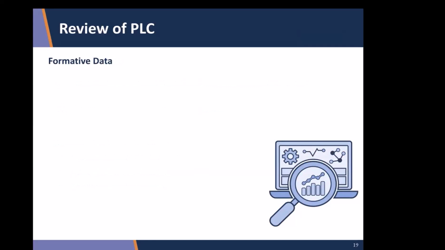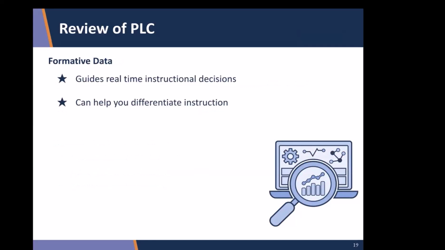We also have formative data. So formative data is that data that allows us to see right now, this is how students are doing, and it helps us make instructional decisions. Are students getting it? Are they not getting it? Do we need to spend a little bit more time? Do we move on? And are all students able to access that particular curriculum and the way in which I'm teaching it, so it can help us differentiate?